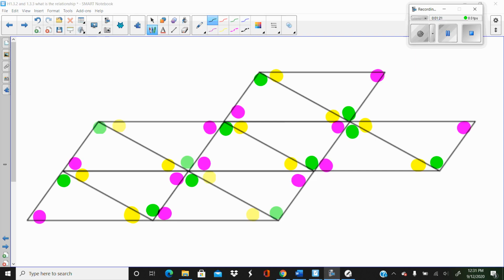So here we have the diagram completely marked up. All of the angles that are congruent to each other in this figure have been marked. So all of the yellow angles are congruent to each other, all of the green angles are congruent to each other, and all of the pink angles are congruent to each other.